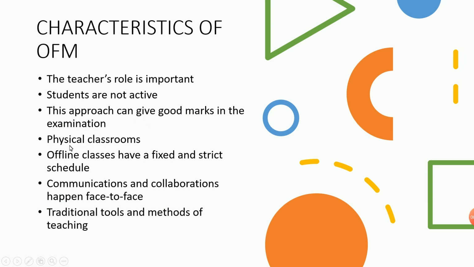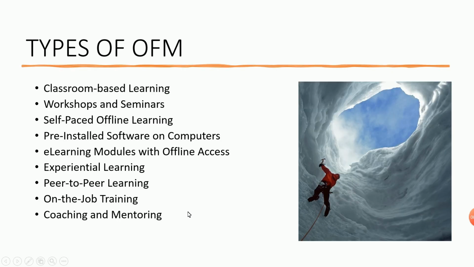Another main characteristic is physical classrooms. Due to this, offline classes would have a very fixed and strict schedule. Here in our class we follow a timetable. If we miss a class, we would be marked absent so that our marks would be deducted. Next, communication, as we saw in the previous slide, and then traditional tools: the chalk, notes, books, whatever. Those things are called traditional tools, and the method also comes under the traditional method of teaching.